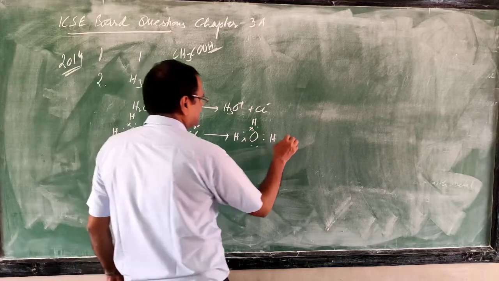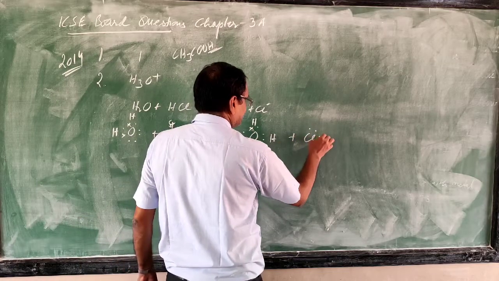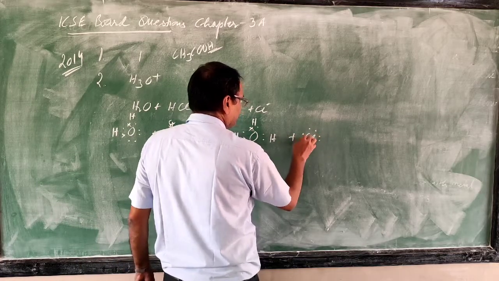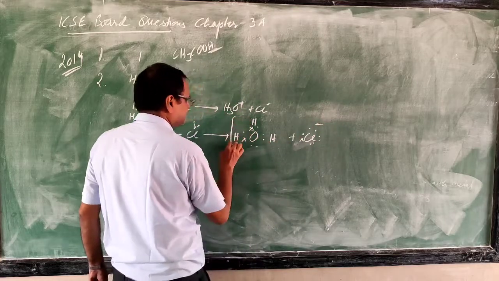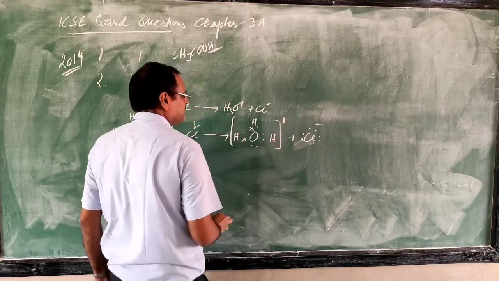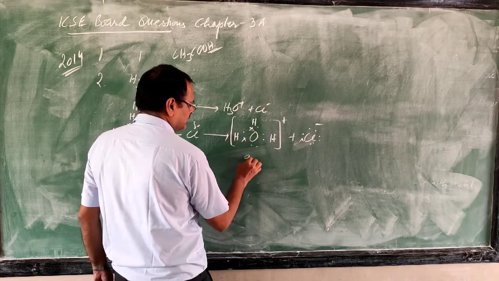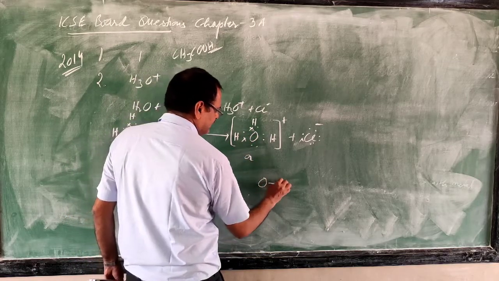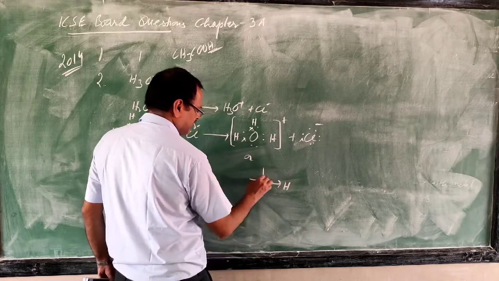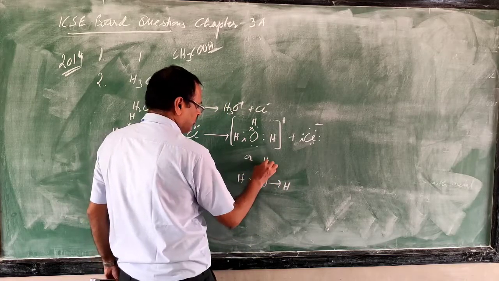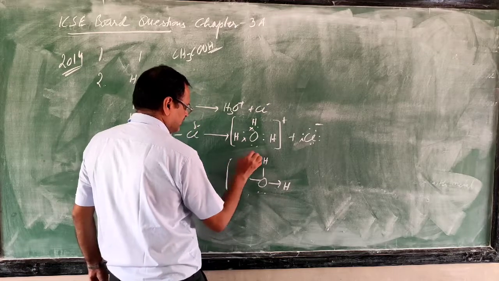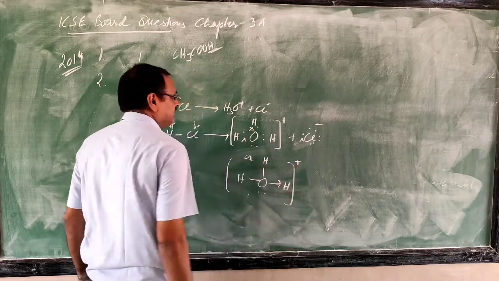And in this way, this Cl negative will be there. So this hydronium ion is formed. This one is a coordinate covalent bond. So this bonding will be there, that coordinate covalent bond. So this way the hydronium ion is formed.